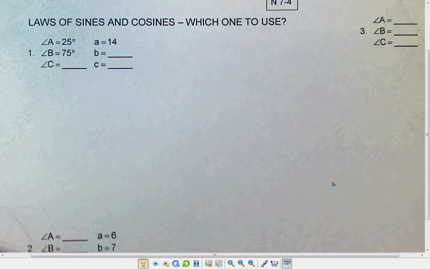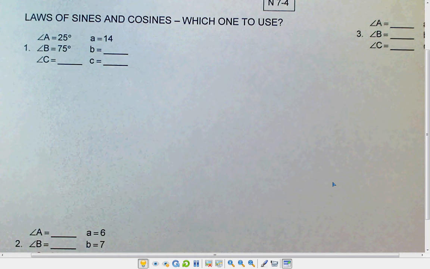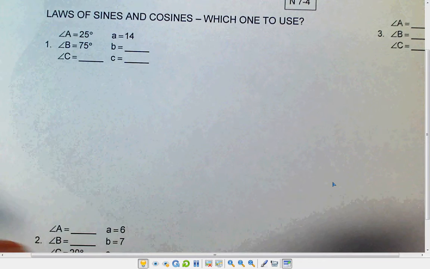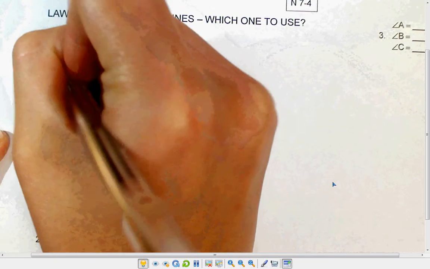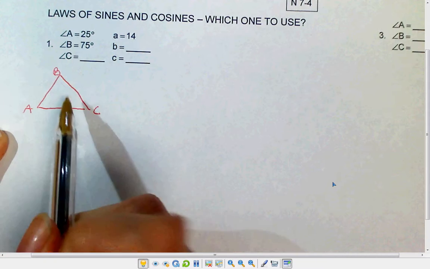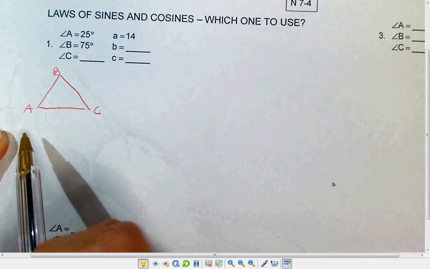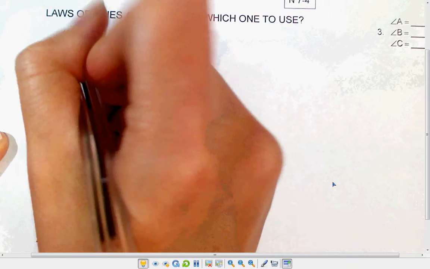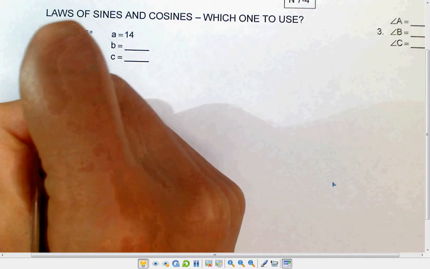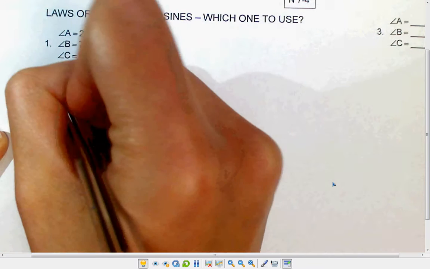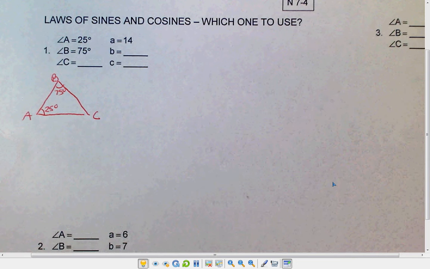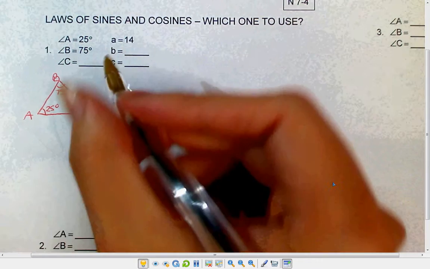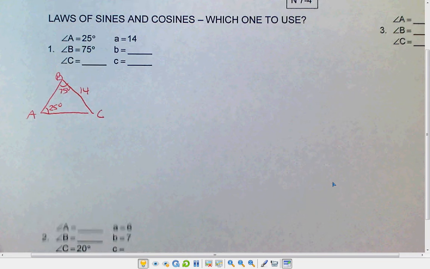Today we are continuing with law of sines and cosines and talking a little bit about when to use which one. So in example 1, we're going to start off by drawing our triangle. And I'll put B on top so that you're used to seeing it drawn like this. We know angle A is 25 degrees, so we're going to label that. We know angle B is 75. And we also know that side A is 14, so the side across from angle A is 14.